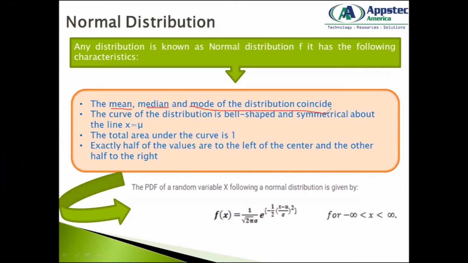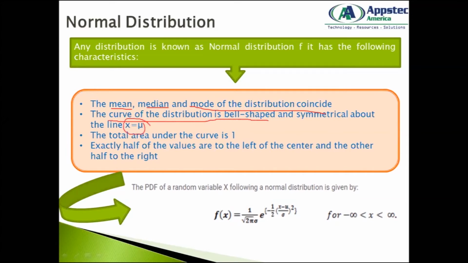Okay, we will see the graphs in the next slide. Let's see the theory part of it. When the mean, the median, and the mode of the values coincide, the curve distribution is bell-shaped and symmetric about the line x is equal to mu.